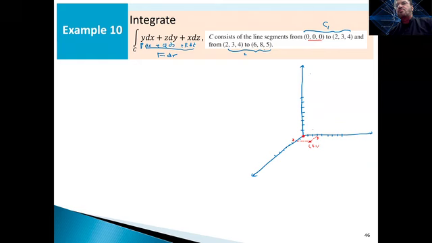Now, how do you go to 4 on z? From y, you go all the way up to z, 4. And then you take this line down, and then you go up here and see where they meet. They meet here.